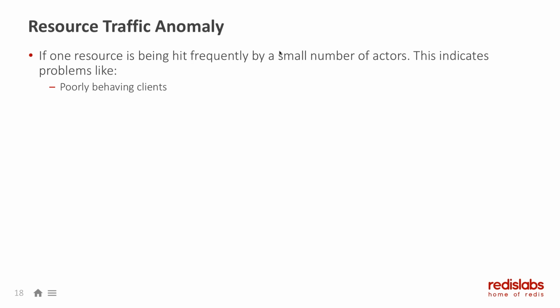For example, poorly behaving clients. If you're in an API situation, you might have somebody that's written a script that's behaving badly and is just in an infinite loop. You want to cut that off because that's taking up unusual amounts of traffic. Fraudulent usage, maybe somebody's got a screen scraper or something that you don't really want that's going at a high frequency. DDoS or bots are also things that would indicate a resource being hit by a small number of actors instead of this normal kind of human access mode.